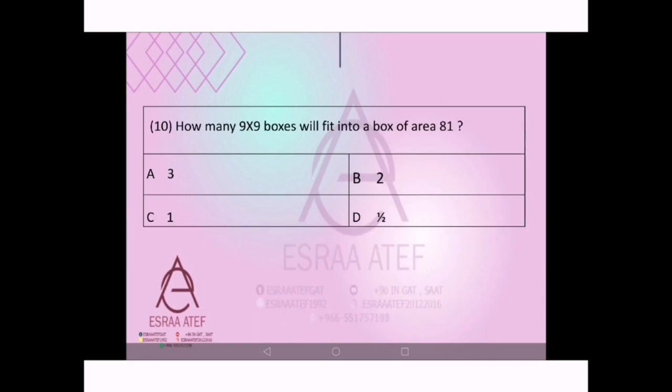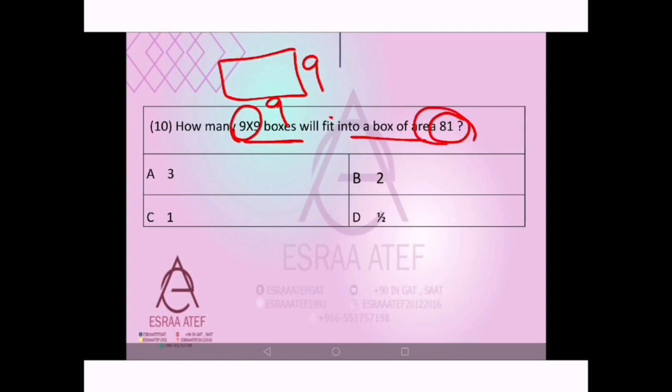Next one here: how many 9 times 9 boxes will fit into a box of area 81? The box is 9 times 9. How many of them will fit in the area of 81? The area is 81. If we get the area of this box, which is 9 times 9, it will be the same, 81, so it will fit only one box.